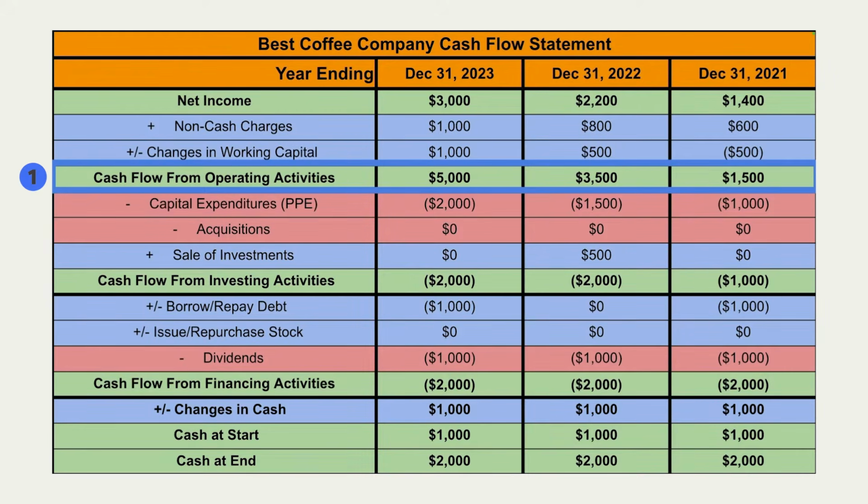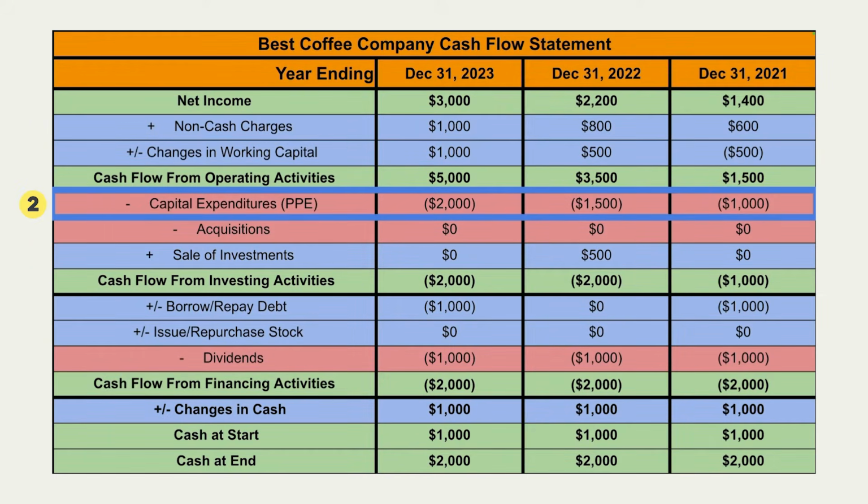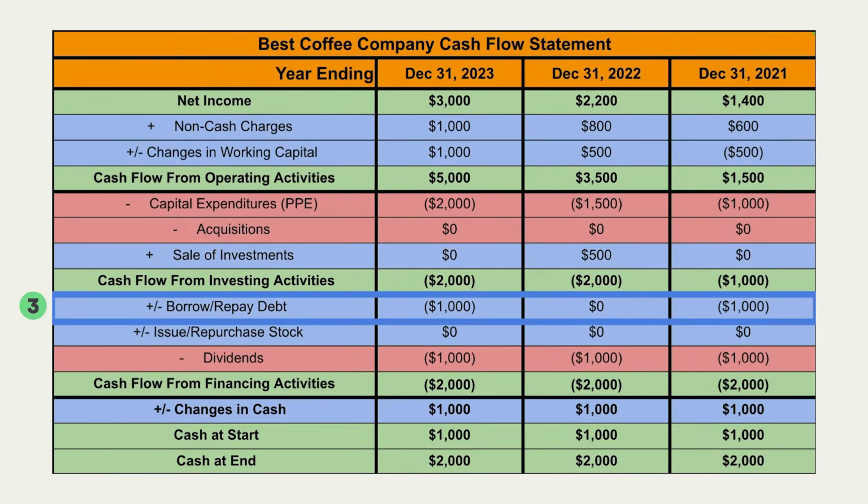This is the total amount of cash that was generated from operating the business. In this case, we see that cash flow from operating activities is consistently growing. The second number that I pay attention to is the company's capital expenditures, or spending on property, plant, and equipment. In this case, we see that this company is continuing to increase its capital expenditures from $1,000 all the way up to $2,000. The next number that I like to focus on is a company's cash flow related to debt. In this case, we see that this business has repaid in 2 separate tranches $1,000 worth of its debt, which means that it's de-levering its balance sheet, which I view to be a good thing.